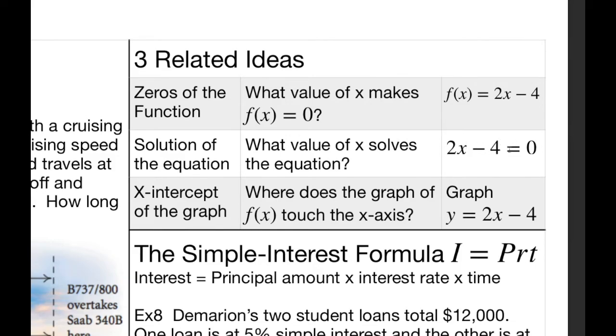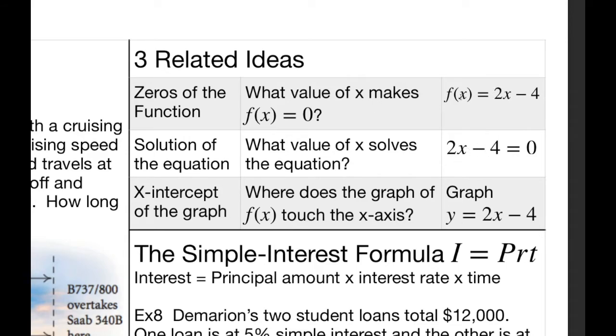And let's just say you set it equal to 0. The solution of the equation, when it equals 0, you're basically asking the question, what value of x solves the equation? You can find x by adding 4 and dividing by 2 and get the answer, which is 2.